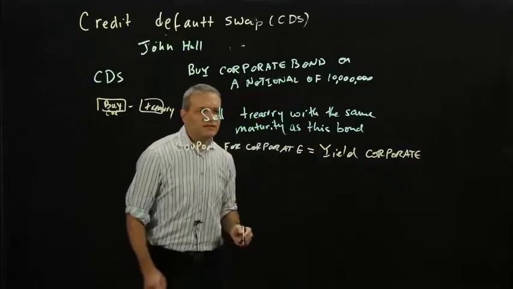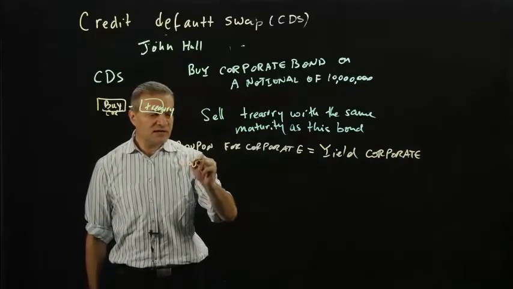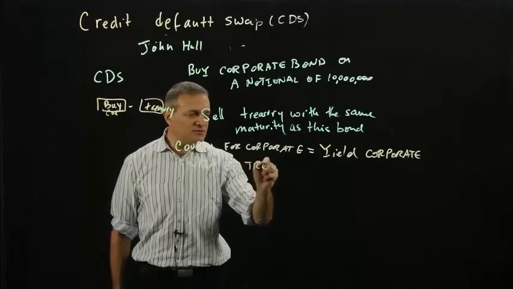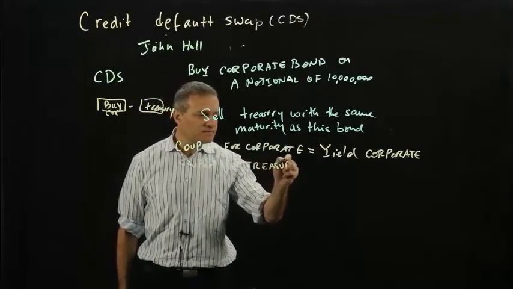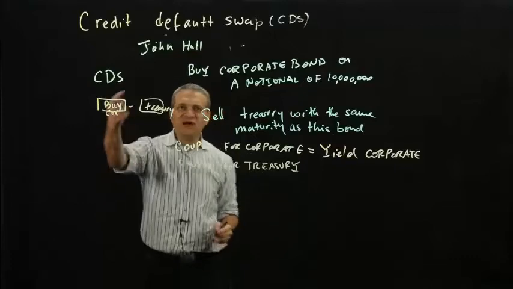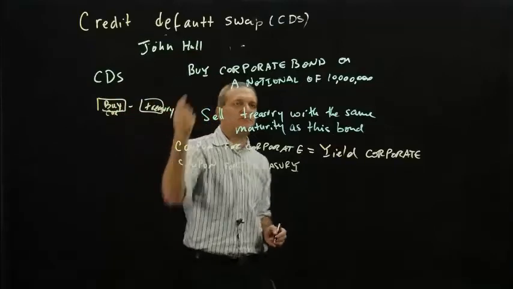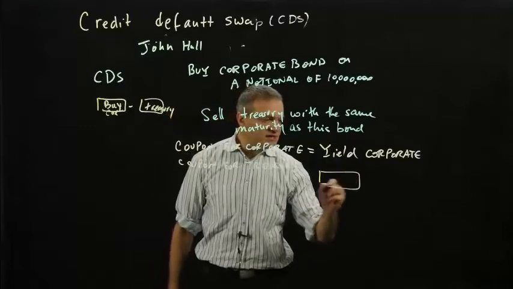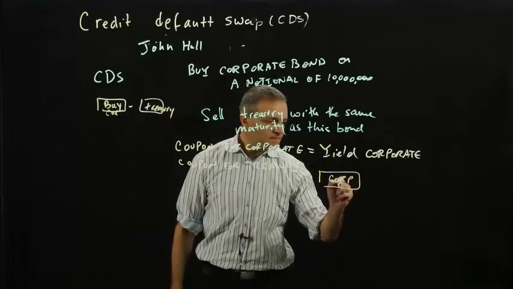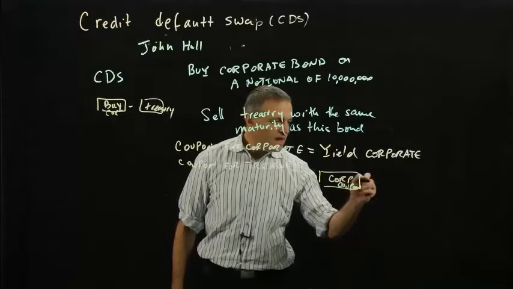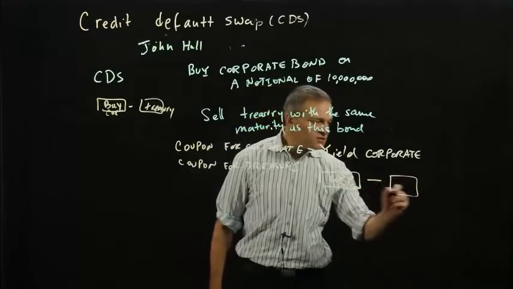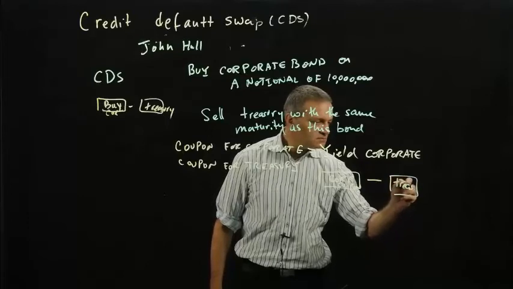Now, the coupon for the treasury is going to be less than the coupon for the corporate. So if you have such a portfolio, you buy a corporate bond and then you sell a treasury, what you are getting in is the corporate coupon, and you're selling and minusing it with a treasury coupon.